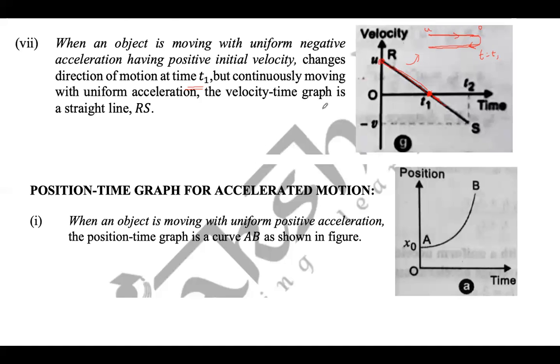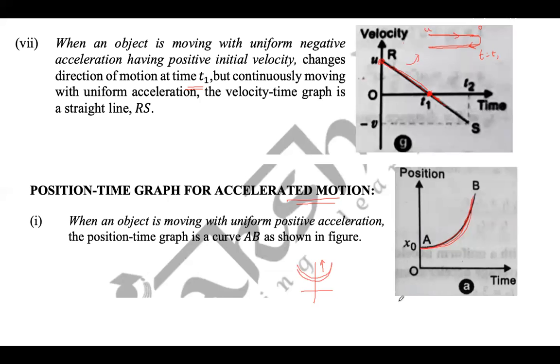Now, position time graph for accelerated motion. So far we were looking at the velocity time graph, now we will look at the position time graph of different motion. When the motion is accelerated, the position time graph is a parabolic curve. The graph is a parabola with the mouth of the parabola opening upwards. So mouth upward. This is the shape of the parabola. Basically, mouth opening upward is the positive acceleration.